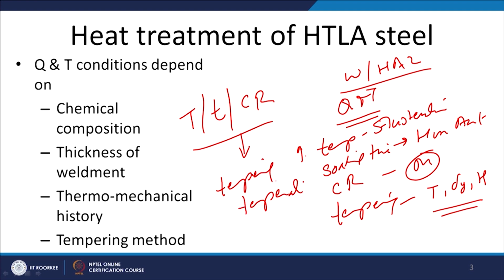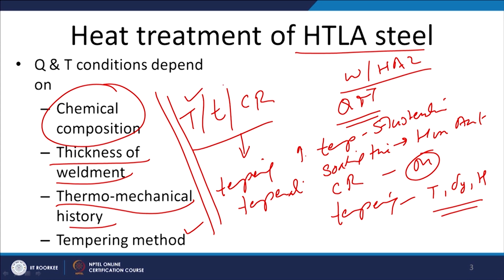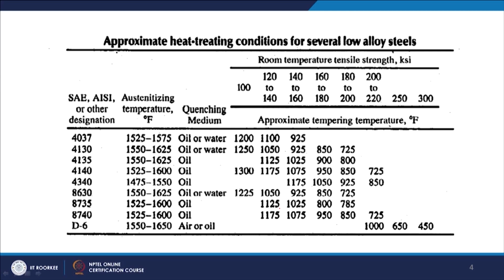These values will depend upon the chemical composition, the thickness of the weldments, thermomechanical history of the plate which is to be processed and the method of tempering which is to be used. So, the quenched and tempering conditions to be used for restoring the properties of the HTLA steel weld joints, these are the factors which need to be considered while identifying the value of the time, temperature, cooling rates and followed by the tempering temperatures. So, this table typically shows the value of the temperatures which is to be used for the different grades of the heat treatable low alloy steels.